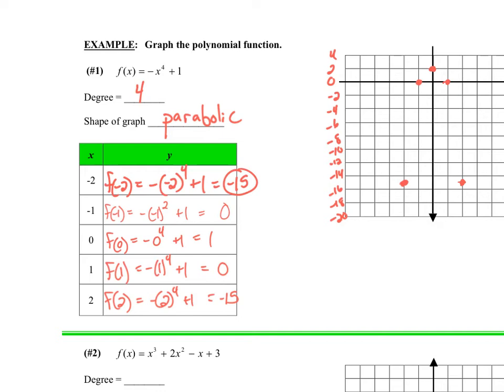So this graph is going to be U-shaped. It's going to look like this, with both arrows going down. So even as we go to the right, it goes down, and as you go to the left, it goes down. So it's even. Fourth degree is even, which means the arrows will both go in the same direction. And since that leading coefficient is negative, it's going to go down. Negative leading coefficient goes down.